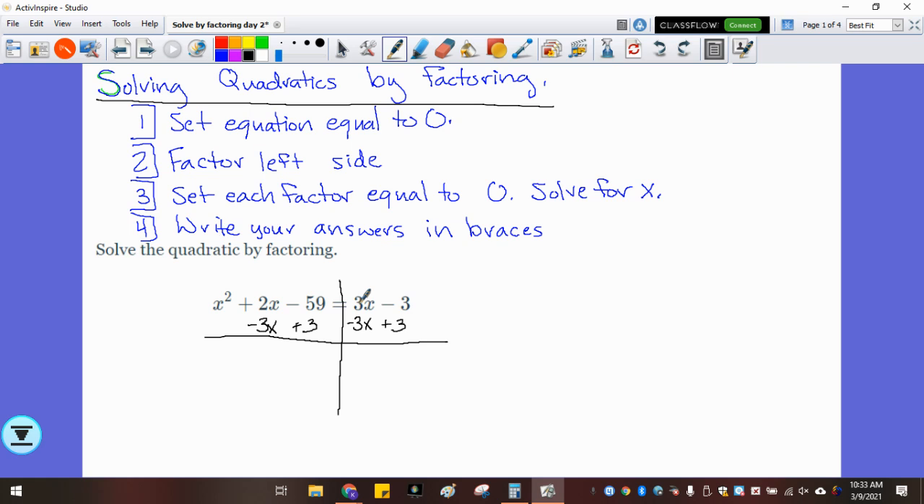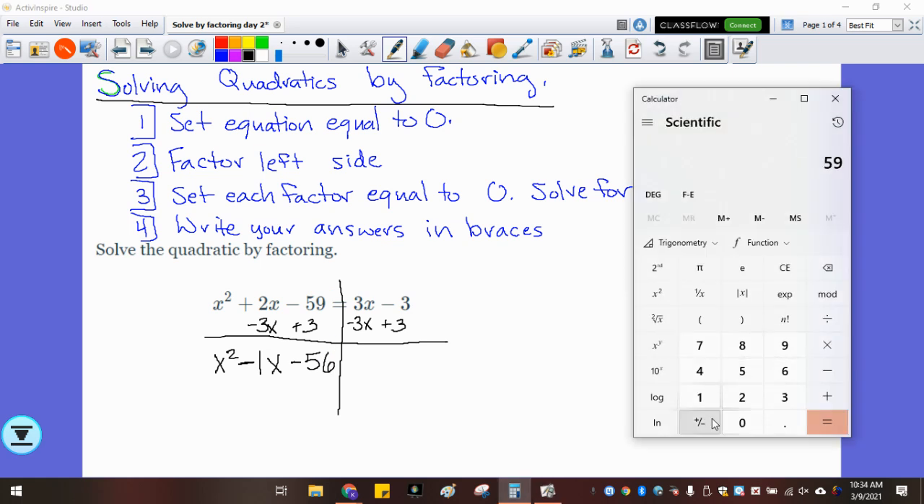All right. So now that everything is moved over, you just simplify each side. So we have x squared, 2 minus 3 is negative 1. And negative 59 plus 3 is negative 56. If you don't know, use calculator. Negative 56.